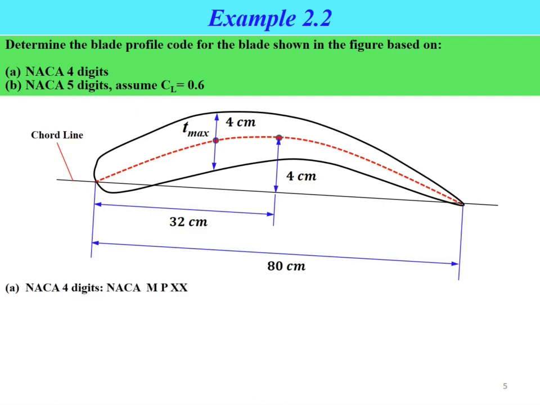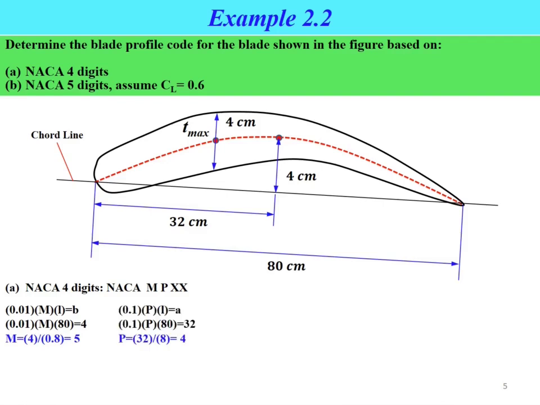For question A, NACA 4 digits, the general code for the NACA 4 digit is NACA MPXX. First, we need to determine the value of M code. We can determine M code by using this formula: 0.01 times M times L equals B, where L equals 80 and B equals 4. Thus, the M value equals 4 divided by 0.8, which equals 5.